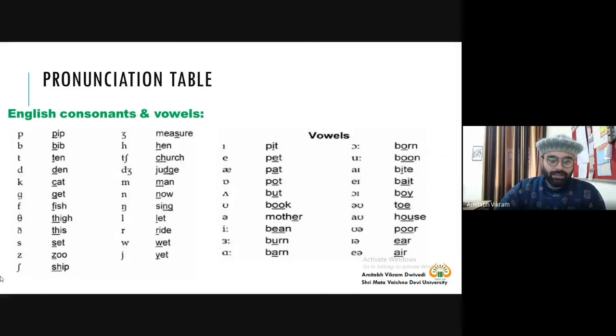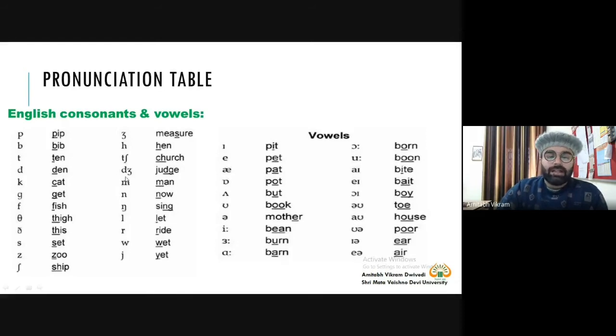So this sound is new, as you can see here. And here you can see this sound, measure. This sound is zh. So you can feel the difference between sh and zh. This is measure. Then here you can see the difference of ch, like this is the ch sound. You need to draw this sound like this only. So letters are this, but the sound is ch.